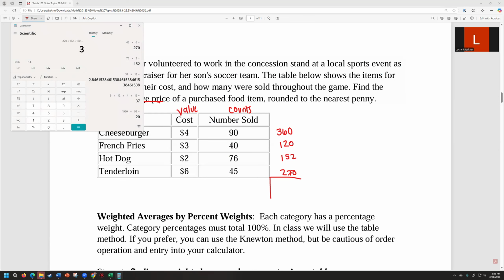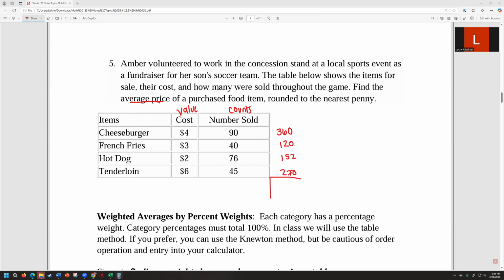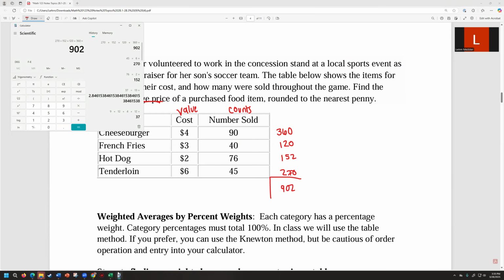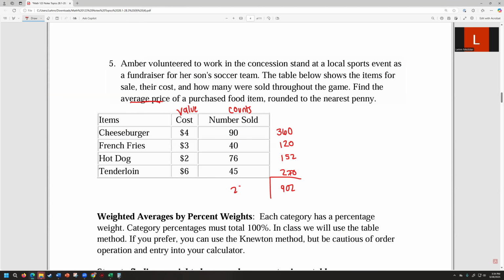Let's see, plus 360. That's $902. I'm going to double check myself on that because I was talking while I was typing. We got 360 plus 120 plus 152 plus 270. It's 902. And then we need to know how many items were sold, how many food items. So 90 plus 40 plus 76 plus 45. That's 251. So we have a total of $902 collected in cash. 251 items, food items were sold.